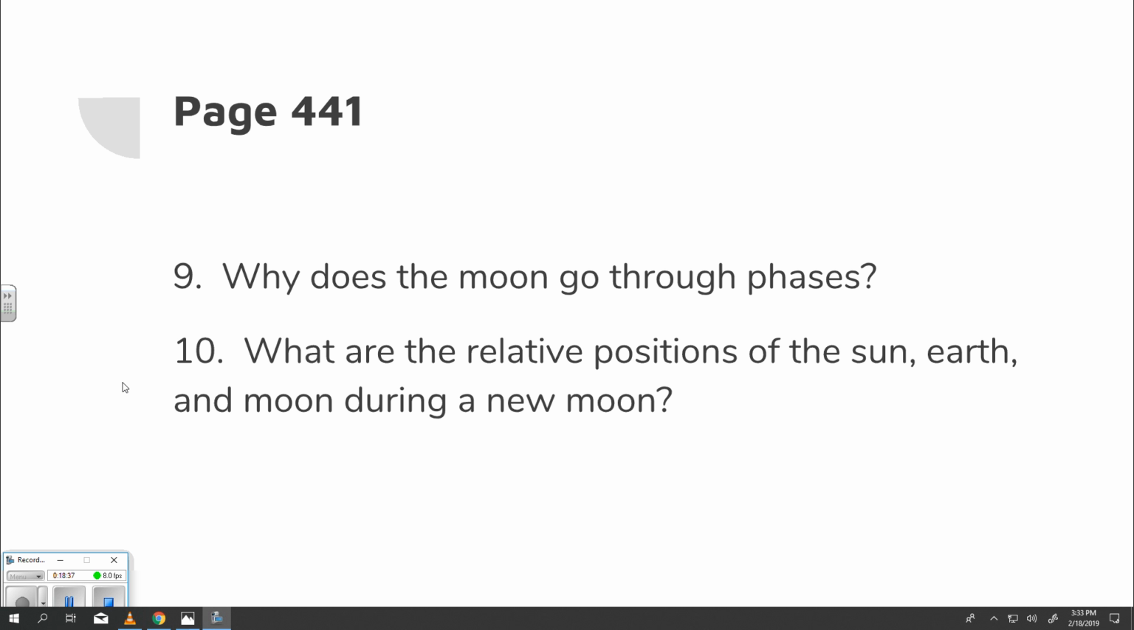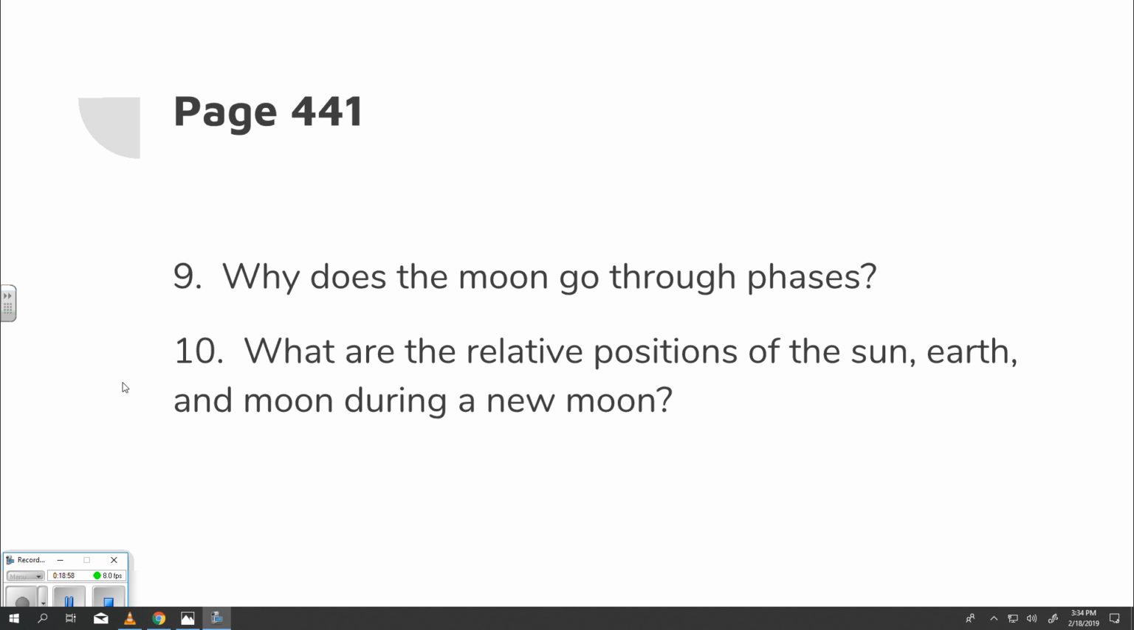Page 441. Why does the moon go through phases? What are the relative positions of the Earth, Sun, and Moon during a new moon? What are phases of the moon?